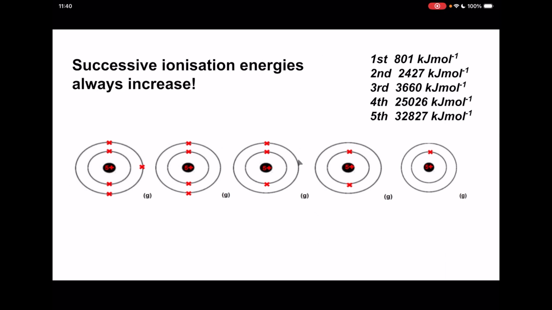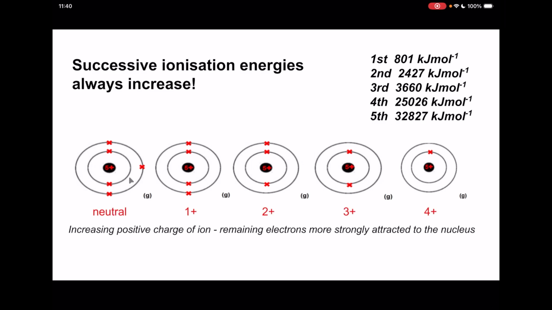So the first thing we're going to say is successive ionization energies always increase. So successive ionization energy is just the first, then the second, then the third, then the fourth, and so on. So we've got this general increase in ionization energy. So what's causing that? Well, the first thing we can talk about is the charge of the species. So we're starting off with a neutral species as the atom.